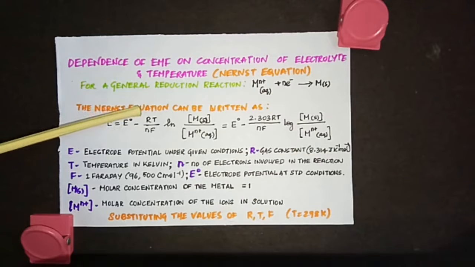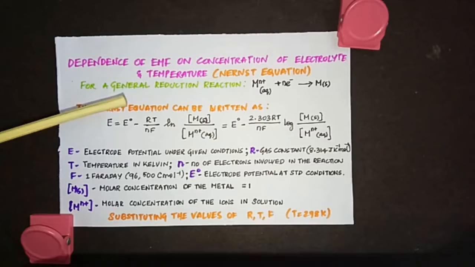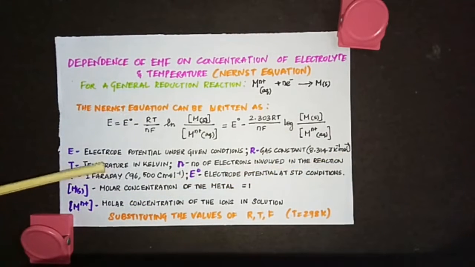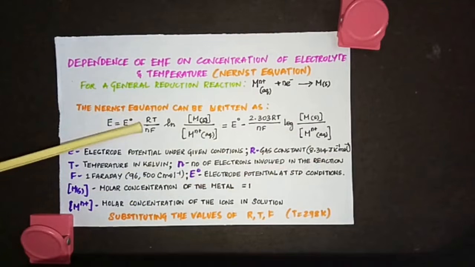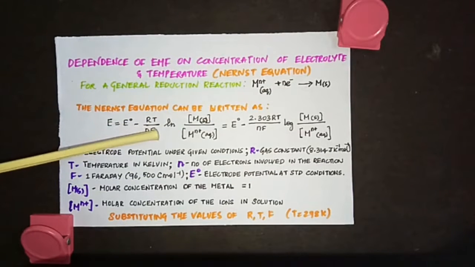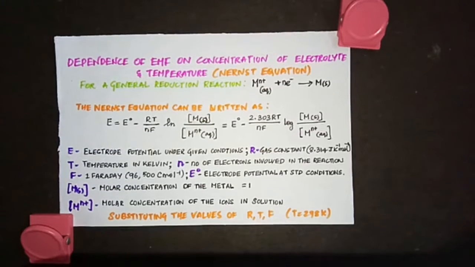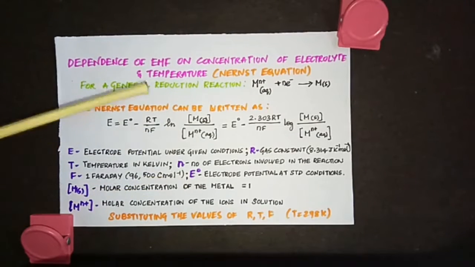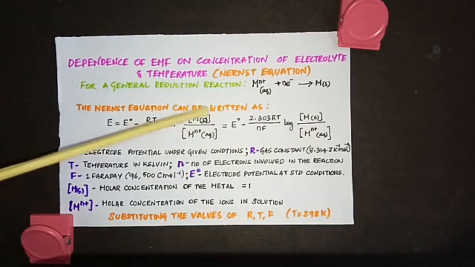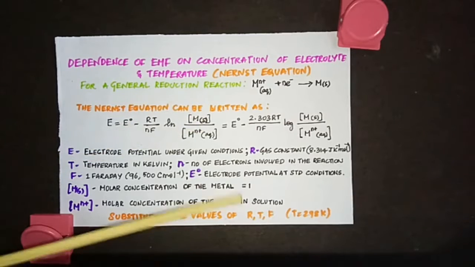What is R? R is the gas constant, and the value is taken to be 8.314 J K⁻¹ mol⁻¹. T is the temperature in Kelvin. n is the number of electrons involved; if it is 2 electrons, then n is equal to 2. F is 1 Faraday, taken to be 96,500 coulomb per mole. ln is the natural logarithm, and this is the molar concentration of the metal; whenever you take a solid, the molar concentration is taken to be 1.